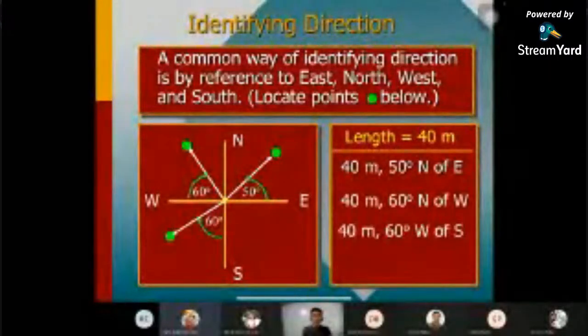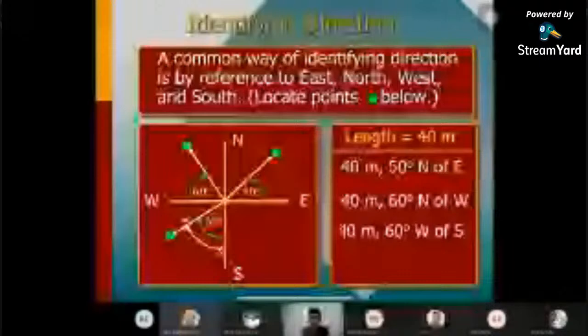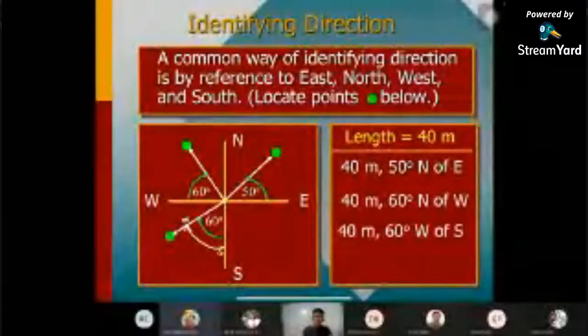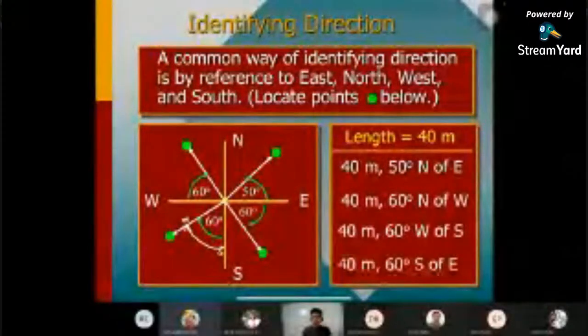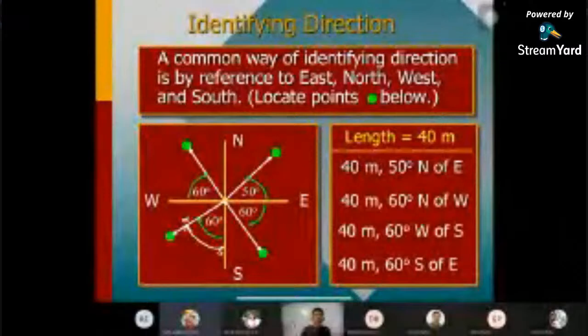Number 3 obviously will be 60 degrees west of north. So going to west, coming from the south, west of south. And then the last one, of course, will be 60 degrees south of east. Okay? Now, as you can see, these reference angles or acute angles are coming from any direction.